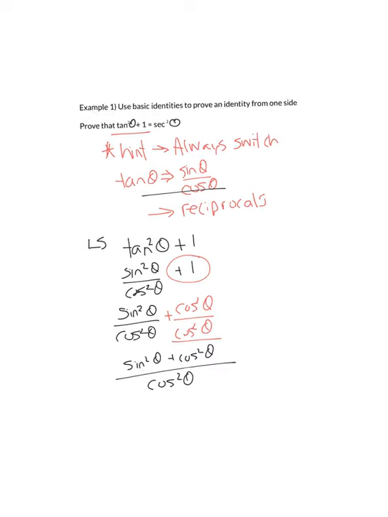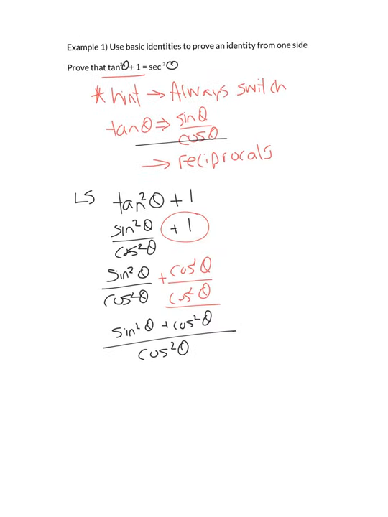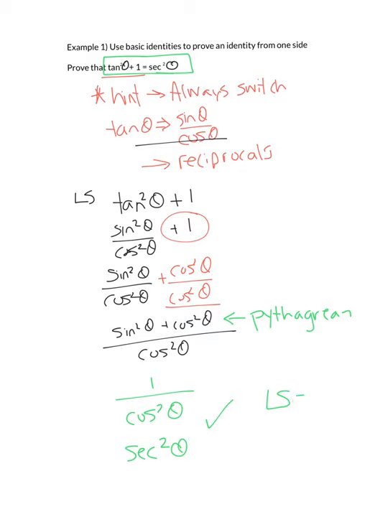Now when I look at this, and maybe you're thinking this too, I see that my numerator is sine squared theta plus cos squared theta. I know that this is the Pythagorean identity. And so I can just rewrite this as 1 over cos squared theta. Now, I know that 1 over cos is equal to secant, and so 1 over cos squared is going to be equal to secant squared. And what do you know, just like that, I've proven my identity.